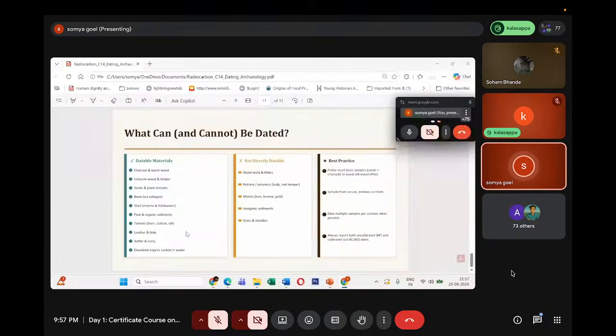Yes, so coming back to the material, charcoal is one of the most commonly dated samples in the Indian context and in radiocarbon dating generally, because it also gives us a very precise and reliable date. Then we also have burnt wood. We also have all of these organic materials: seeds and plant remains, bones, shells, and then textile, organic sediments, leather, antler, ivory. Everything that is organic in this entire world is datable through radiocarbon dating.